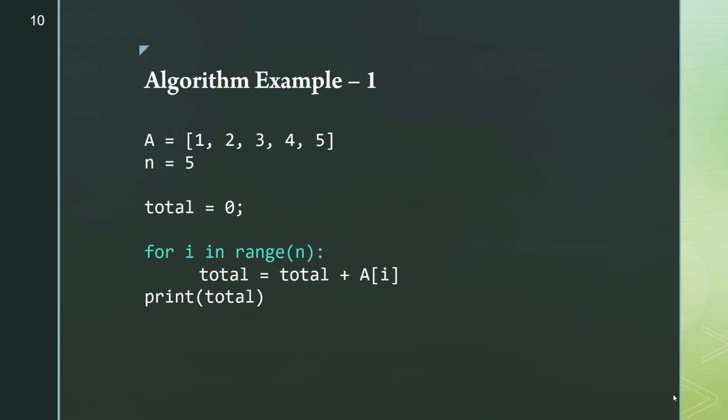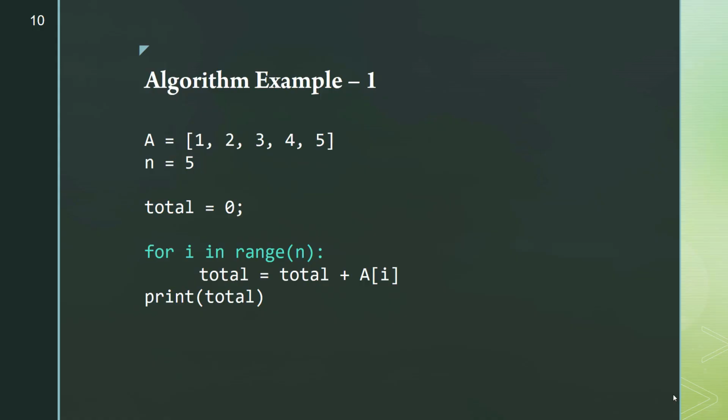Here's an example. For i in range n, total is equal to total plus the value in the ith position in a list, and then we print the total. So what's going on here is that we have a loop on an order of n, where n is the size of the input a. So we're doing this n times.